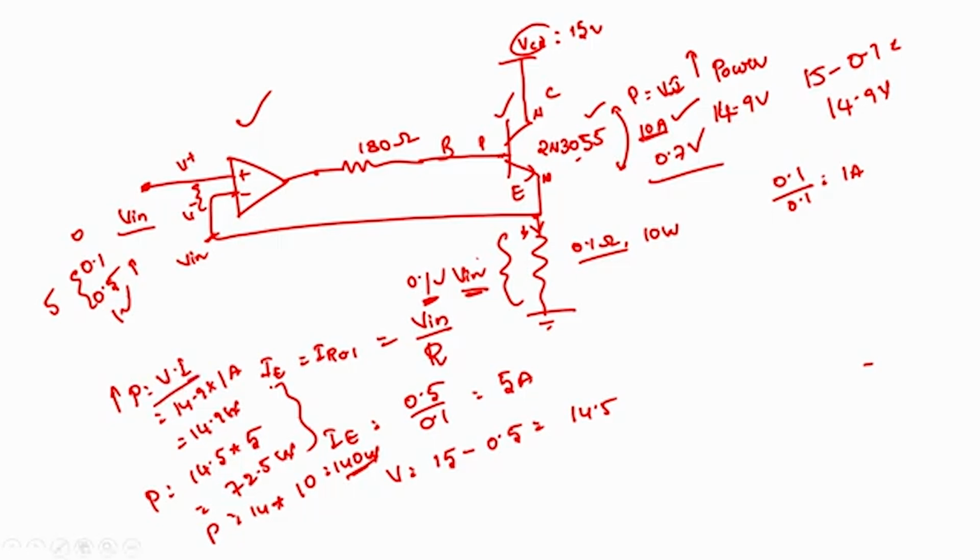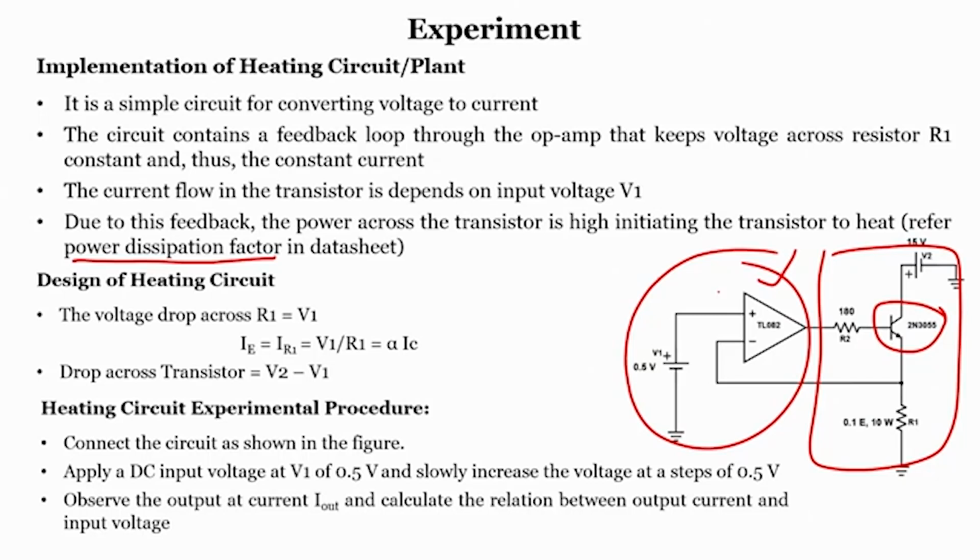One thing is clear: as we keep on increasing the voltage, the current flow through the system increases, even though the voltage drop across the transistor is lower compared to when it is at a low input voltage value. But the multiplication of voltage and current, which is nothing but the power, is really higher. Because of that, this 2N3055 will start heating. In order to understand how many degrees centigrade it will heat, you have to understand the power dissipation factor, which you can get from the data sheet.